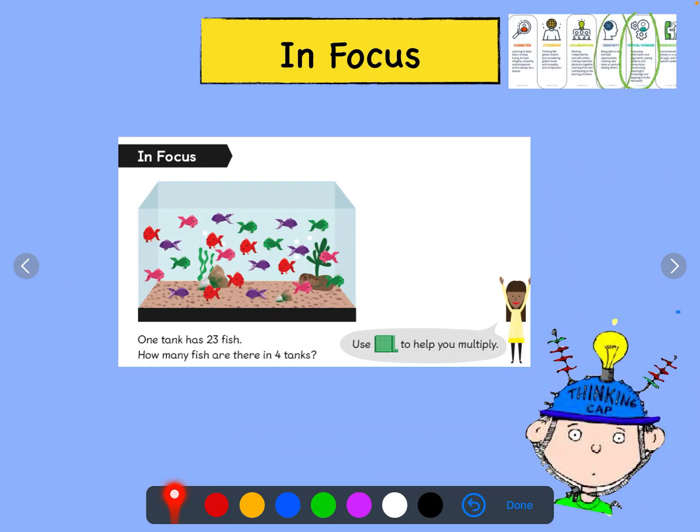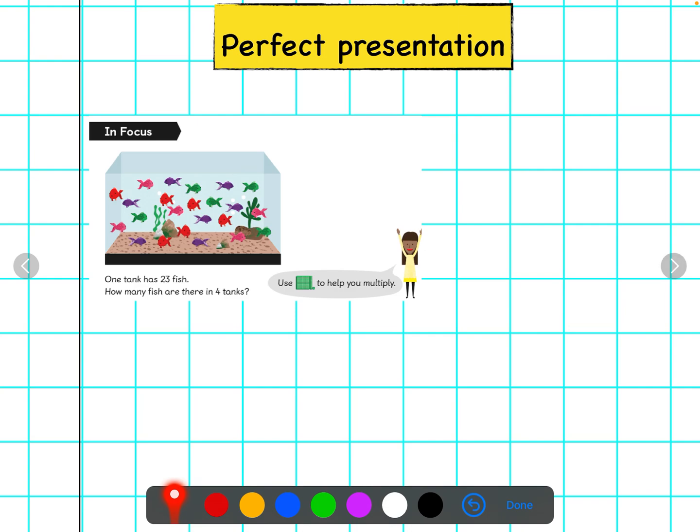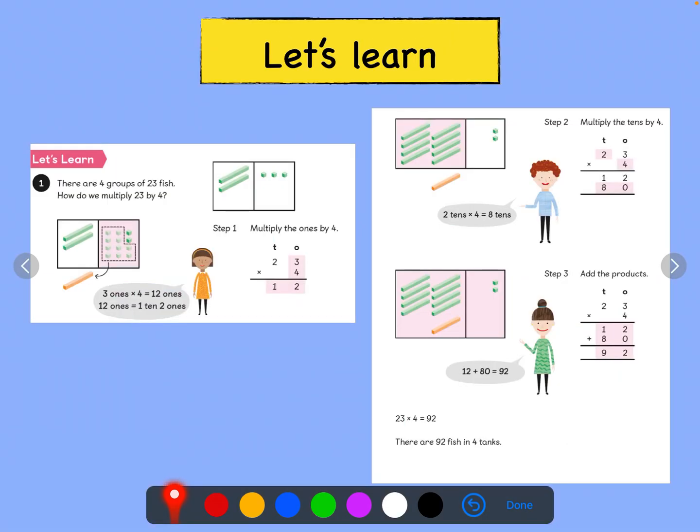Okay, our In Focus for today says, one tank has 23 fish. How many fish are there in 4 tanks? So how are we going to work this out? So we know 23 is 2 10s and 3 1s. And we have 4 tanks of 23. Let's learn. There are 4 groups of 23 fish. So how do we multiply 23 by 4?